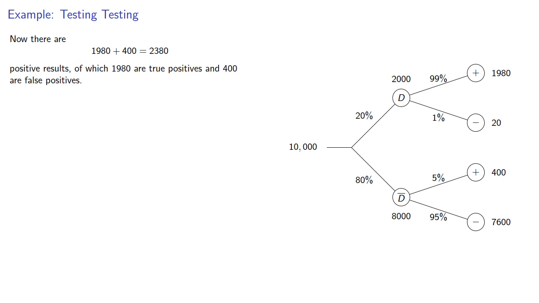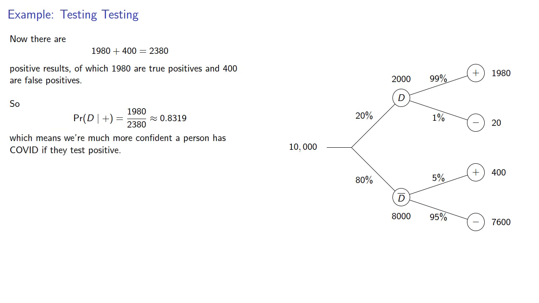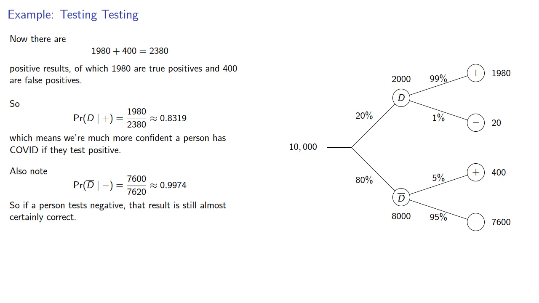So the probability a person has the disease given that they tested positive, well, that's the fraction of true positives out of the whole, which means we're much more confident a person has COVID if they test positive. Also, note that the probability a person doesn't have COVID given that they tested negative is, so if a person tests negative, that result is still almost certainly correct.